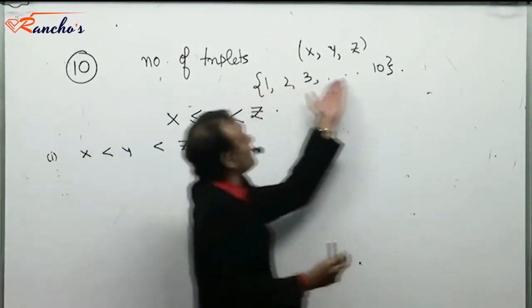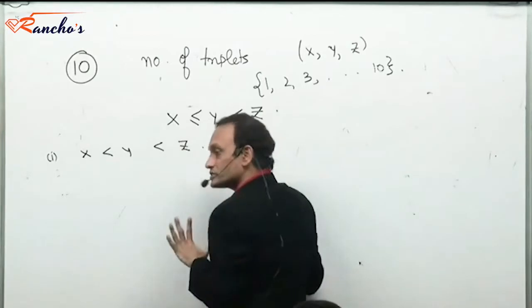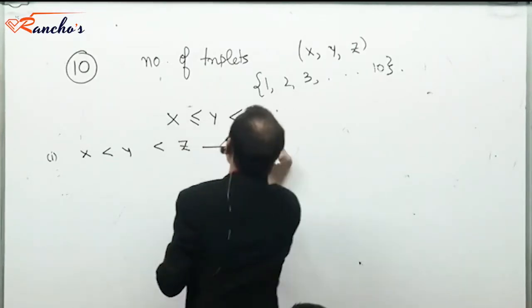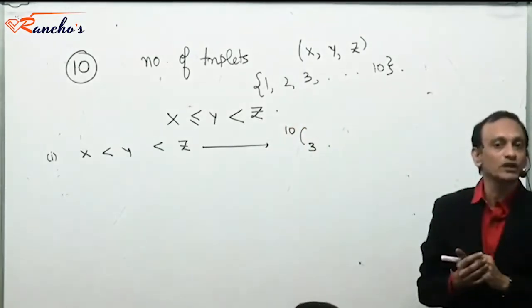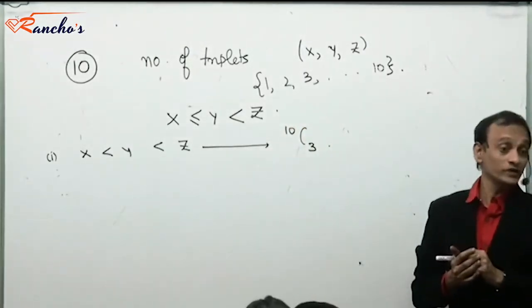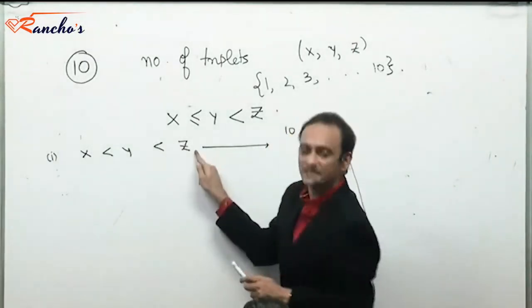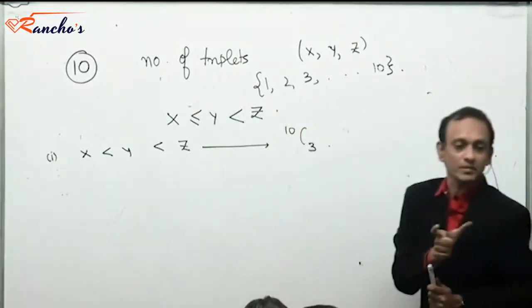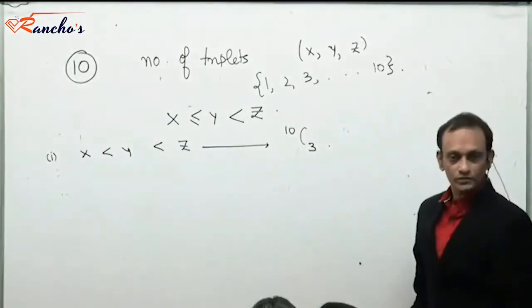Now you have to select 3 different numbers. If you just select 3 different numbers and arrange them in this order, there is only one way, isn't it? So it's all about selecting 3 numbers, 10C3, which you can do in 10C3 ways, and then arrange them with x less than y less than z in only one way. Yes or no?